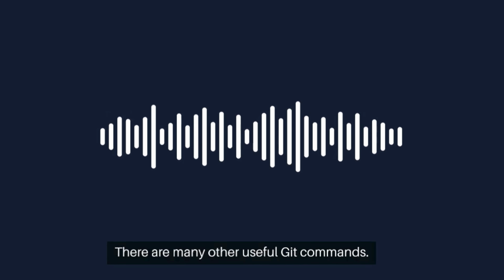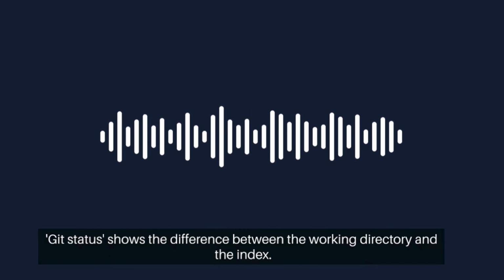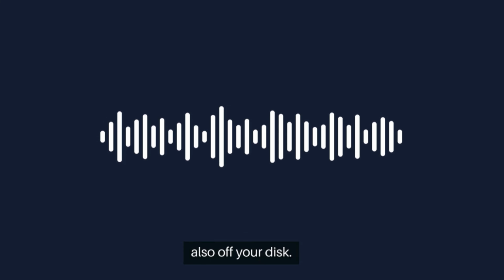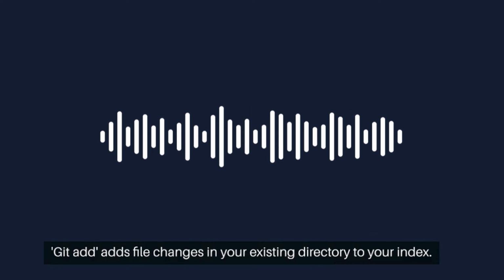There are many other useful Git commands. Git status shows the difference between the working directory and the index. Git rm removes the file from the staging area and also off your disk. Git add adds file changes in your existing directory to your index.